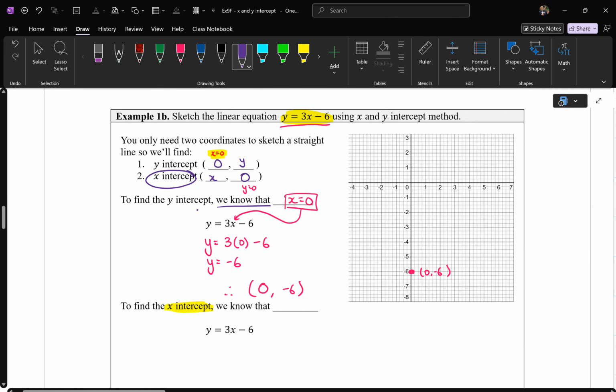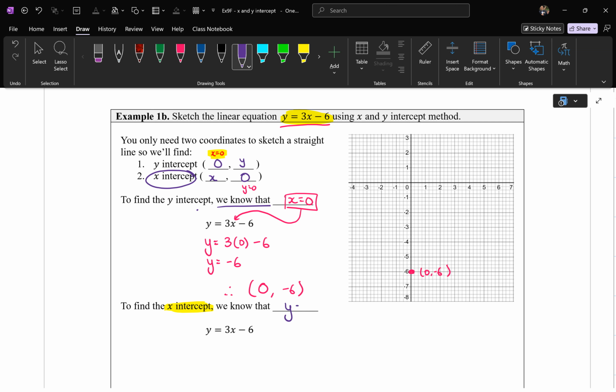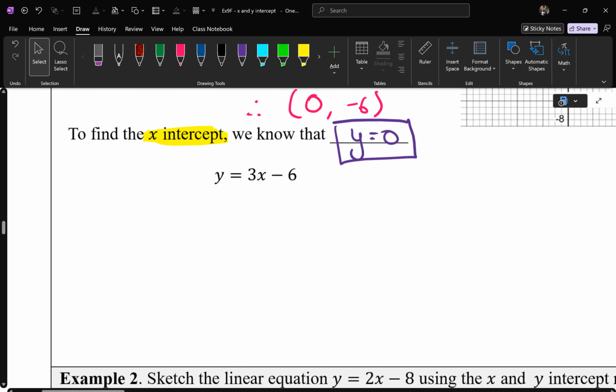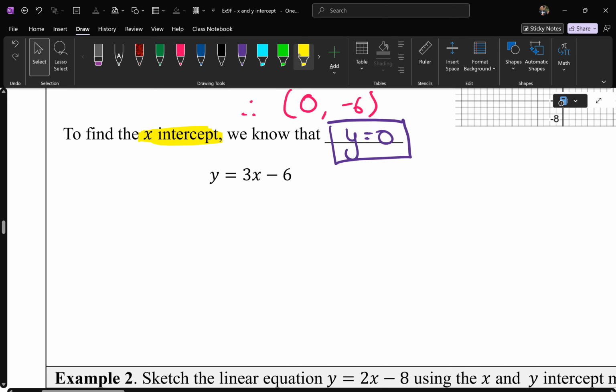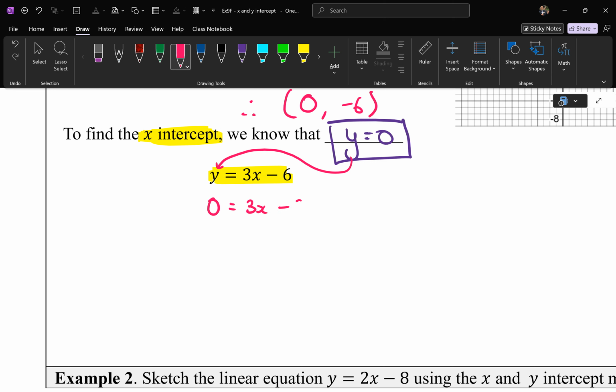The x-intercept occurs when y is equal to 0. So we know that y is equal to 0 if you're looking for the x-intercept. Now, if that's true, this is our equation: y equals 3x minus 6. If y is going to equal 0, that means it's going to be 0 equals 3 times x minus 6. And notice here that this is pretty much the Chapter 7 exercise, solving an equation.